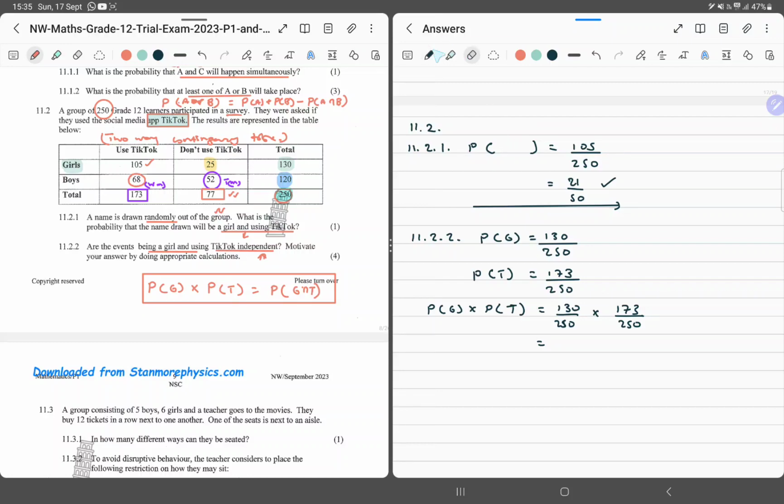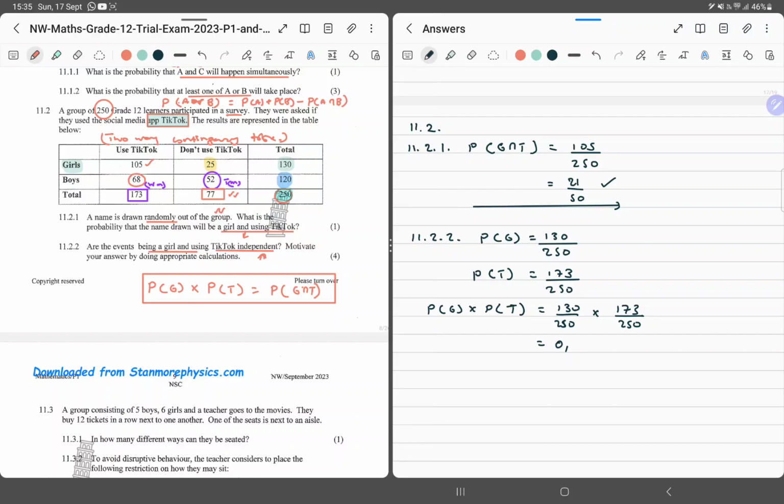Maybe here we can just simply say this is being a girl and essentially using TikTok at the same time. It's good like this, ne? And then let's see, this is going to be 130 divided by 250 times 173 divided by 250. Essentially, this gives us a very silly number. So let's just do it to two decimal places.